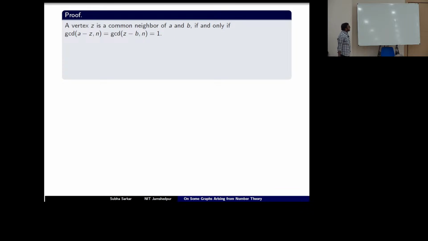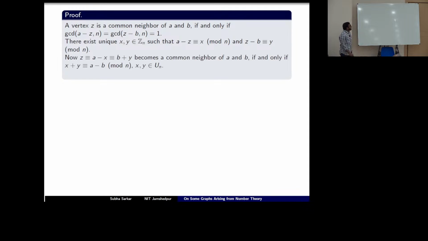So we will take x and y to be a minus z and z minus b. Now if we see, we will get that z equals a minus x, which is equal to b plus y. So therefore z is a common neighbor if and only if x plus y is congruent to a minus b modulo n, where x and y vary over the units, and this is nothing but f_n of a minus b. So this means the number of common neighbors is equal to f_n of a minus b.